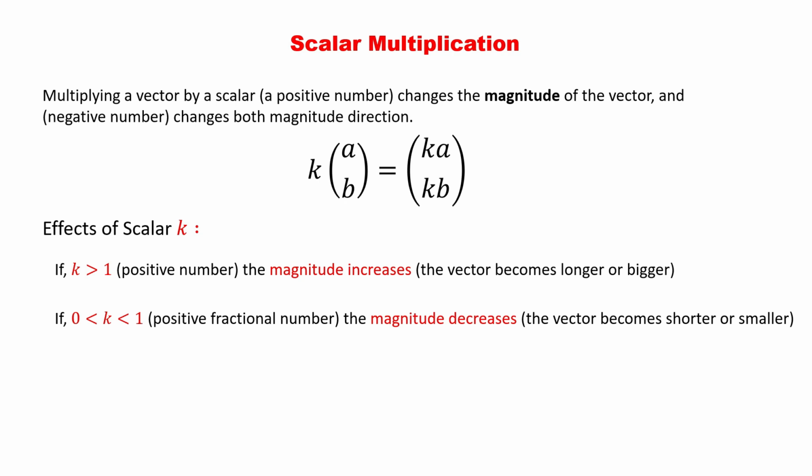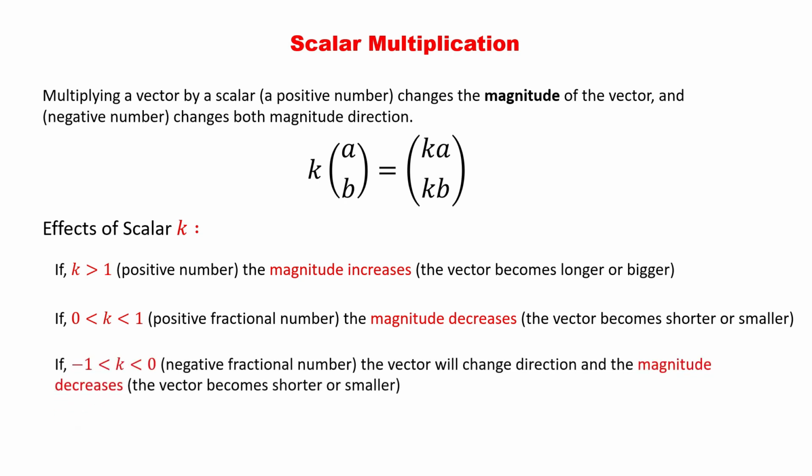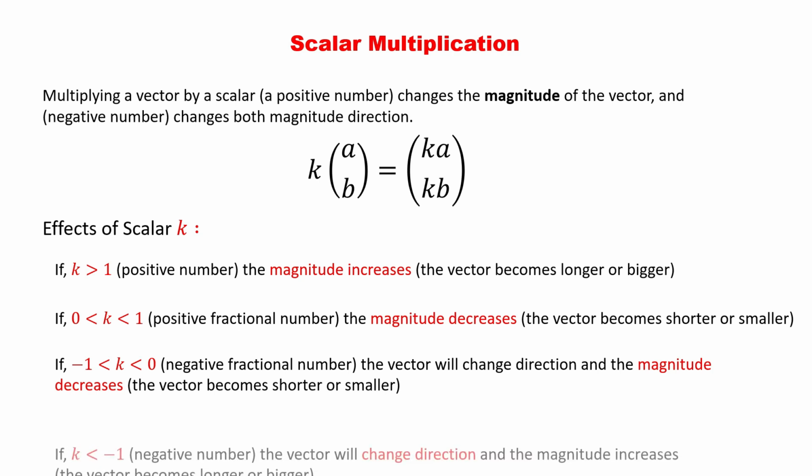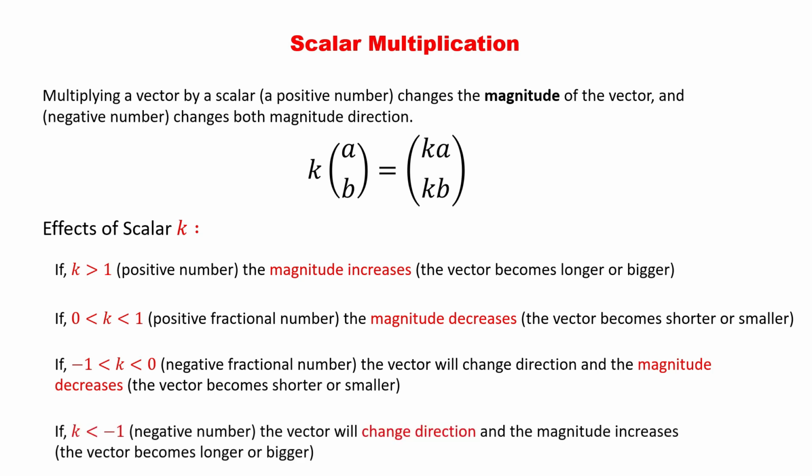Hence, it decreases the magnitude of the vector. If the scalar k is greater than -1, but less than 0, this means it is a negative fractional number. Hence, it changes the direction of the vector and decreases the magnitude of the vector. Lastly, if the scalar k is less than -1, this means it is just a negative number, and it changes the direction of the vector and increases the magnitude of the vector.